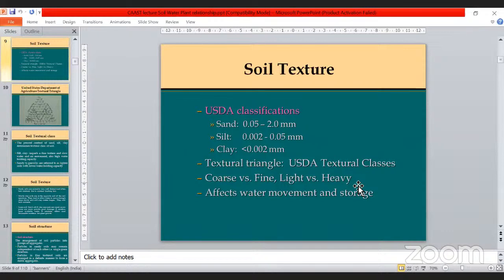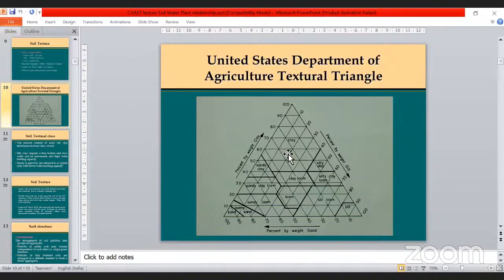In the case of texture, as per the United States Department of Agriculture classification, sand, silt, clay, you know that triangle. Based on that triangle, we can do the classification of our soil, which can affect the movement and storage of water. This is the standard classification triangle. If you have more clay content, naturally you can have clay loam or maybe silty clay loam. So loam is at the center, which means all proportions of sand, silt, and clay are good. But as you move upwards, there is more than 50 or 60% clay.